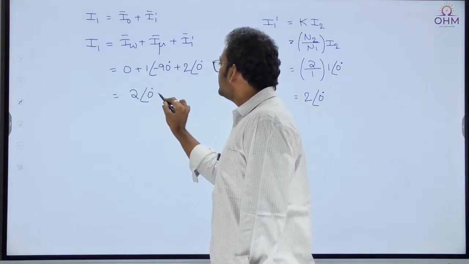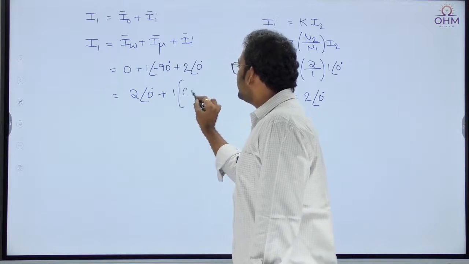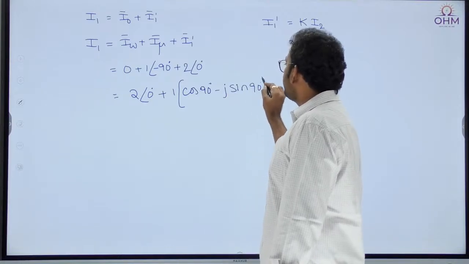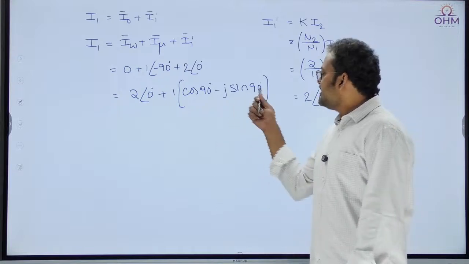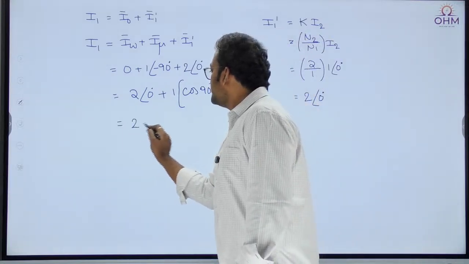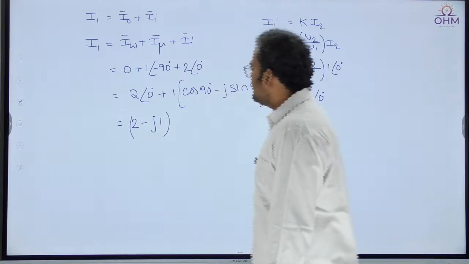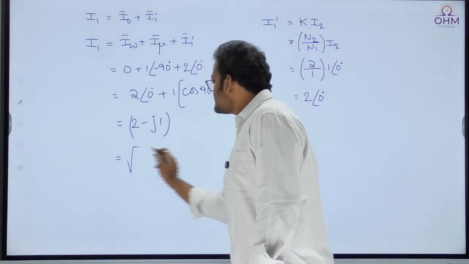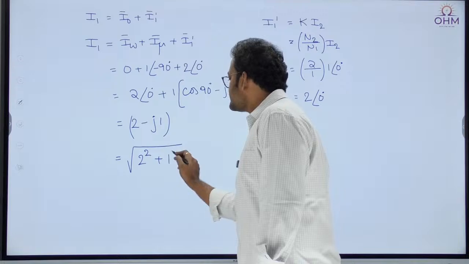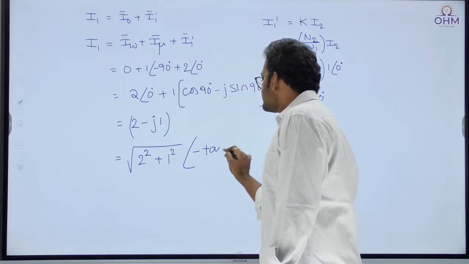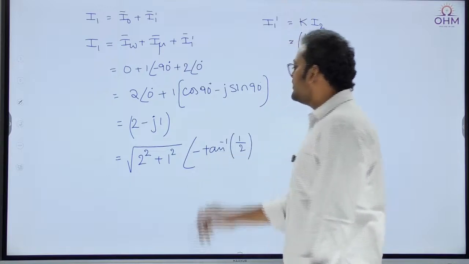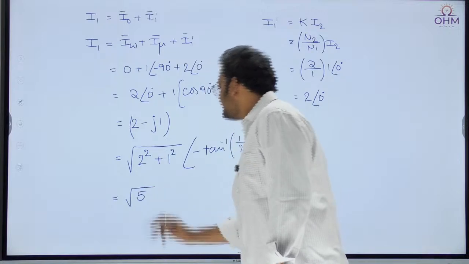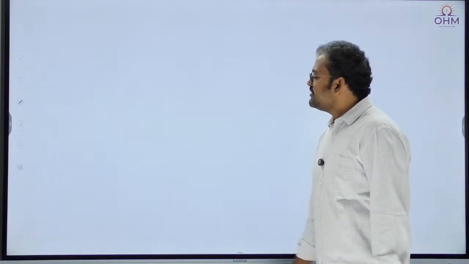2 at an angle 0 plus 1 at an angle minus 90, can I write it as cos 90 minus j sin 90? Okay, so cos 90 is 0, sin 90 is 1. Therefore, the final answer is 2 minus j1. But look at the options. Options are having only magnitude. So when you need only magnitude, it is the square root of 2 square plus 1 square. Angle will be minus tan inverse imaginary part by real part. So when you need only magnitude, then the answer will be root 5. Root 4 is 2, root 5 is more than 2.